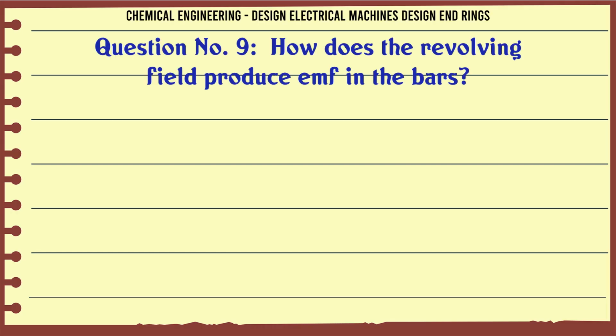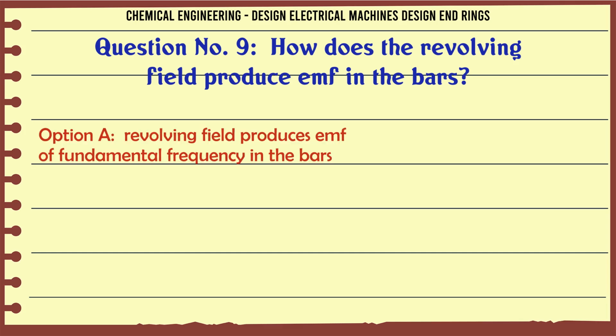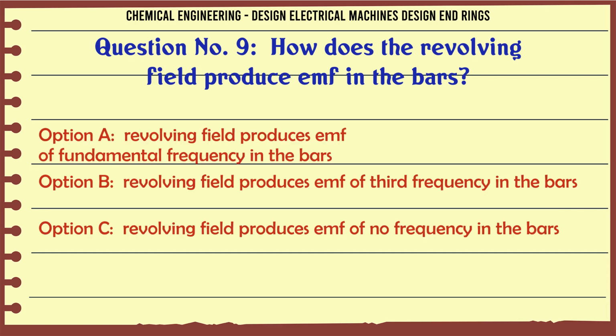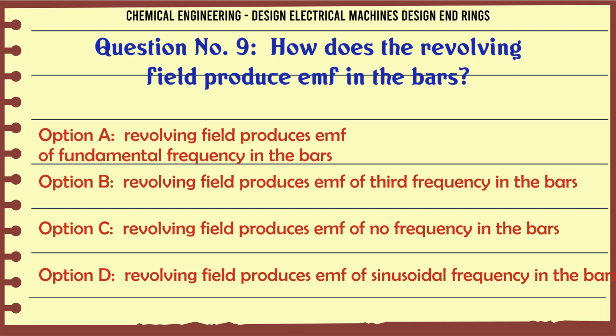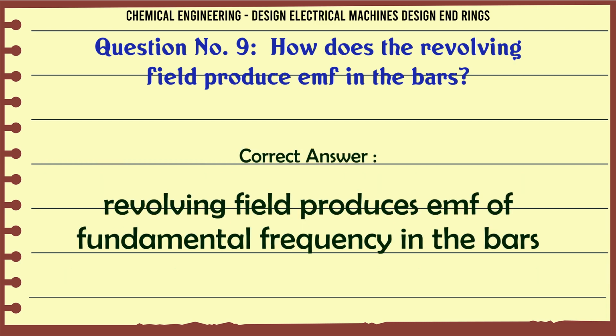How does the revolving field produce EMF in the bars? A. Revolving field produces EMF of fundamental frequency in the bars. B. Revolving field produces EMF of third frequency in the bars. C. Revolving field produces EMF of no frequency in the bars. D. Revolving field produces EMF of sinusoidal frequency in the bars. The correct answer is revolving field produces EMF of fundamental frequency in the bars.